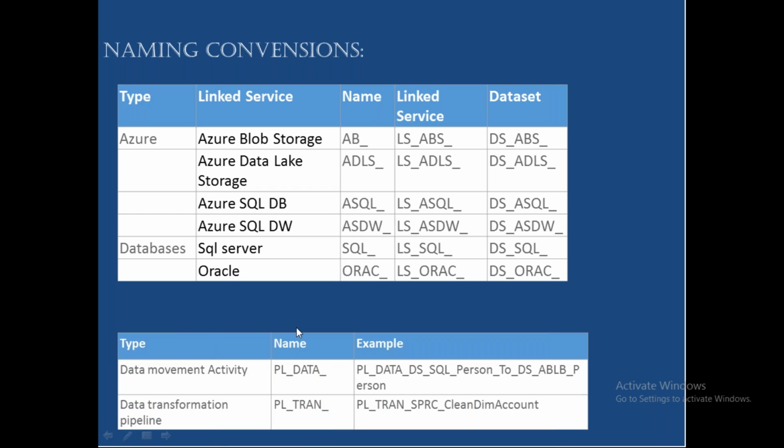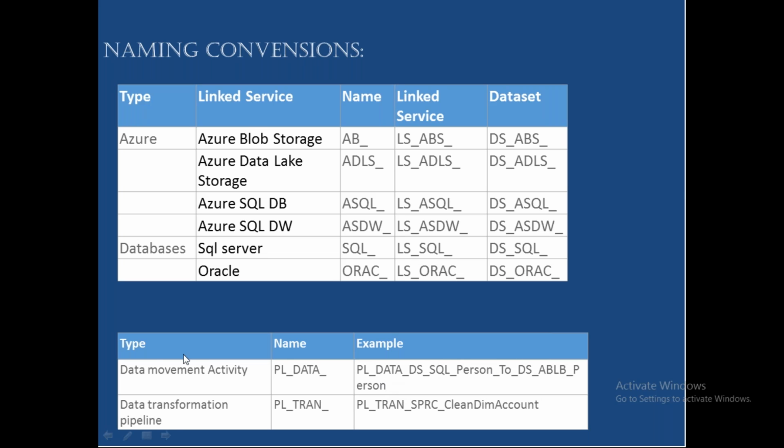Next, pipeline. With respect to a pipeline, if the pipeline is for data movement, you have to start with PL underscore data. For example, you are copying data from a data set called SQL to, maybe, Azure Blob Storage. Then you say PL, pipeline for data movement, then data, then from which data set: DS underscore SQL underscore person. So this is the data set, and I am moving from SQL to blob. What data?